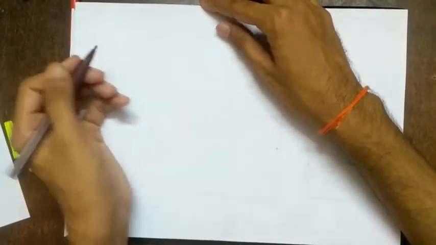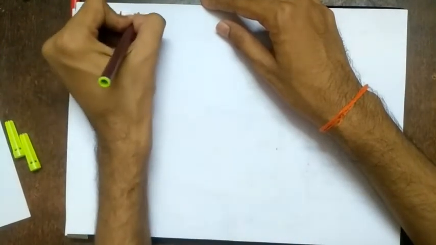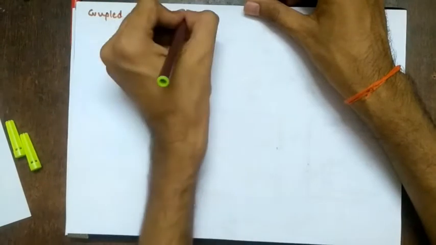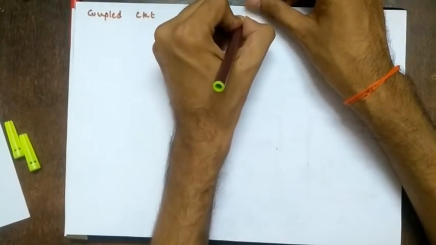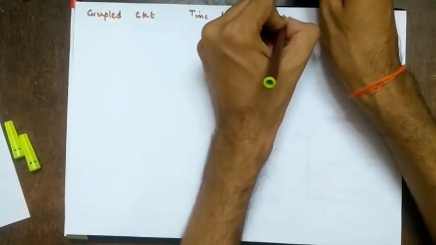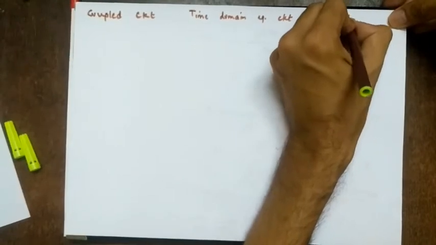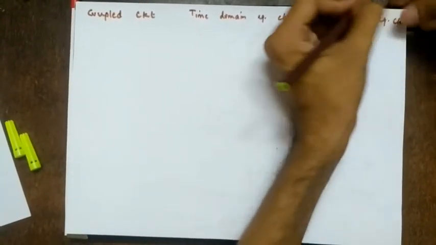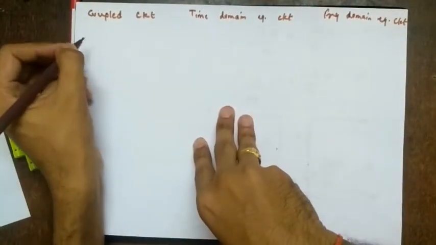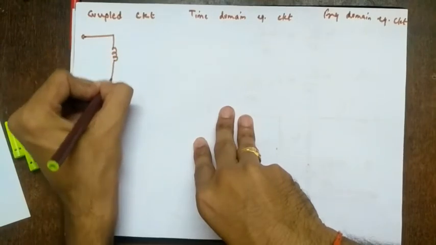Okay. So let me draw a diagram. This diagram is very important from the final exam point of view and for your tutorials also. So let's have a coupled circuit. Then we have the time domain equivalent circuit. So these are called equivalent circuits. Then we have the frequency domain equivalent circuit. Okay. So let's draw the first case. So again, same diagram.